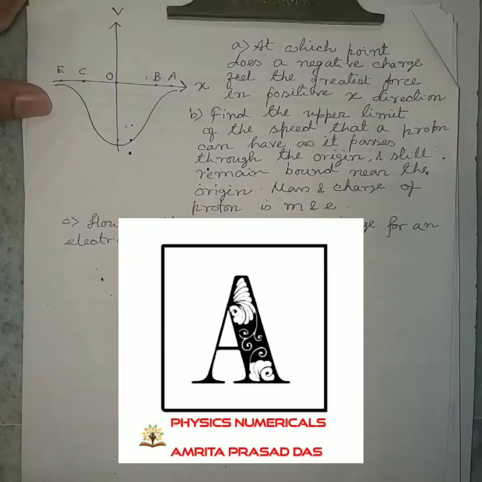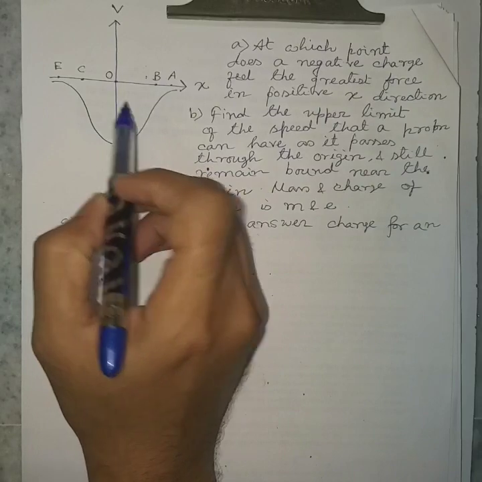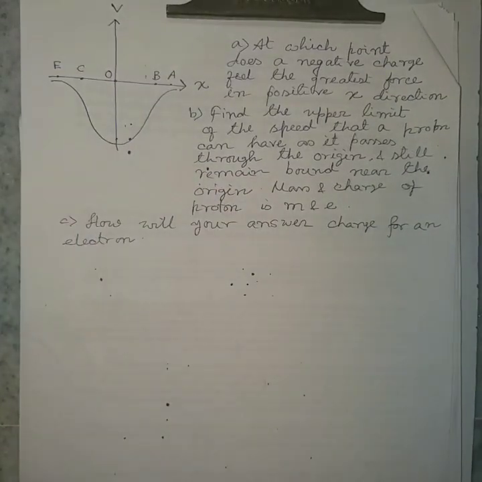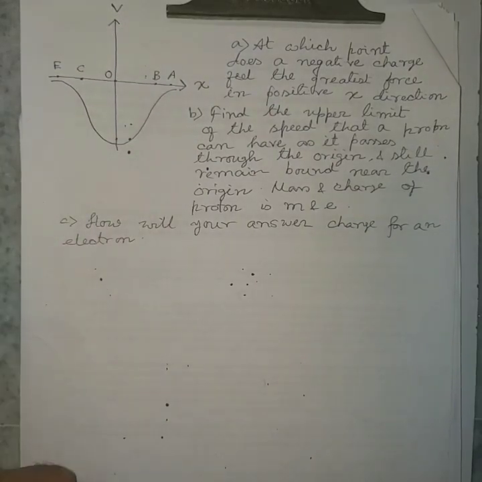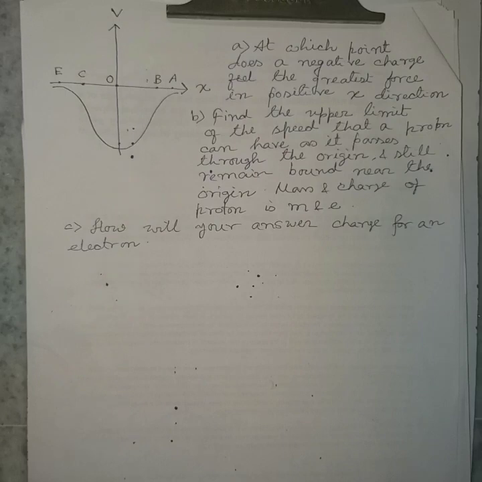Now concentrate on this problem. This is a graph showing the variation of potential with distance x. This is the nature of the graph. The first question is, at which point does a negative charge feel the greatest force in positive x direction?